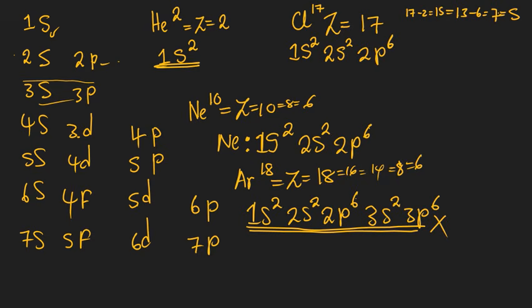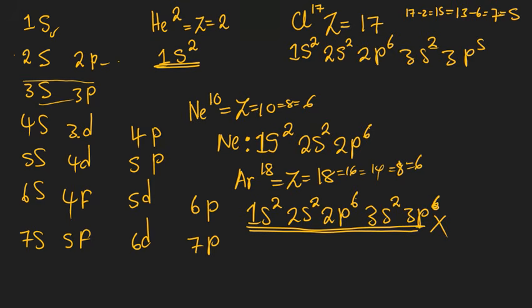Then we put our 2p there. 2p can hold 6, so we say 13 minus 6, we remain with 7. Then we have 3s. If we put a 2 here, we remain with 5. Okay, then 3p is going to hold 5. Okay, now it's proper.